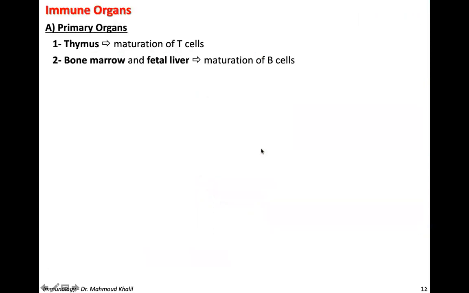So what are the primary organs for the immune system? You have two major organs controlling the whole immune system: the thymus and the bone marrow. The thymus is the site of maturation of T cells, and that's why it's T cells, T from the thymus. While the bone marrow is the site of maturation of B cells, and that's why B for bone marrow, okay? And in the fetus, it is the liver of the fetus that carries the function of the bone marrow until it's born.